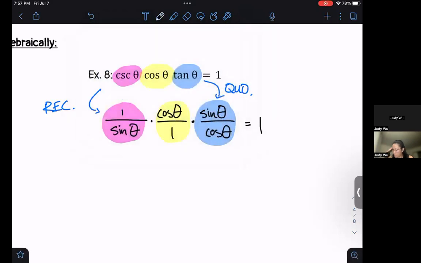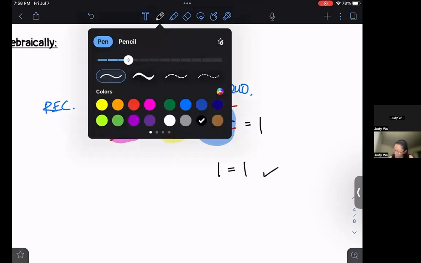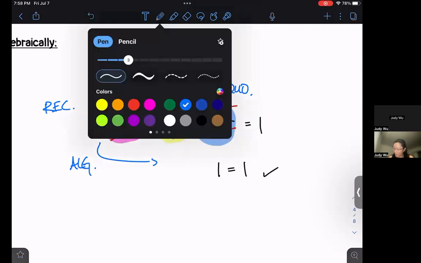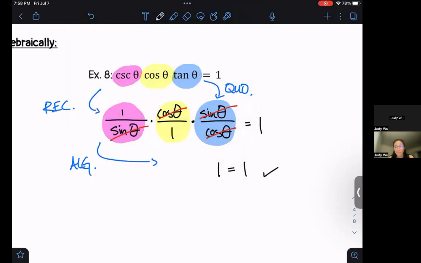All right. Let's see if we can do any algebra now. Looks like we got cosine and cosine that reduce. Looks like we got sine and sine that reduce. Wow. We're only left with 1 over 1. And 1 over 1 is, you guessed it, 1 equals 1. And the step we have used here, we could just say is algebra, but yes, we have verified that this identity is true, okay?